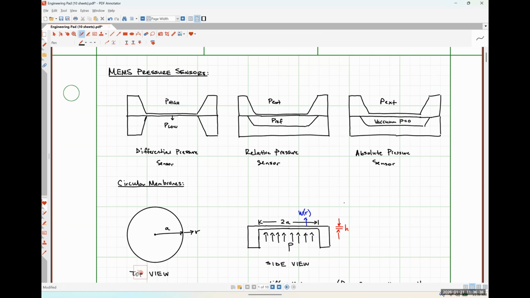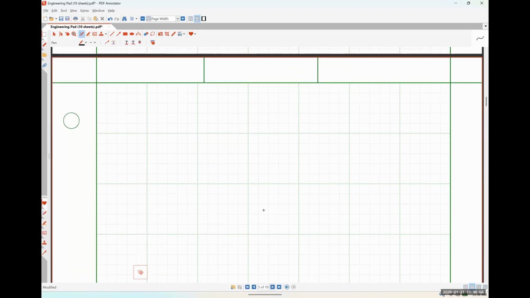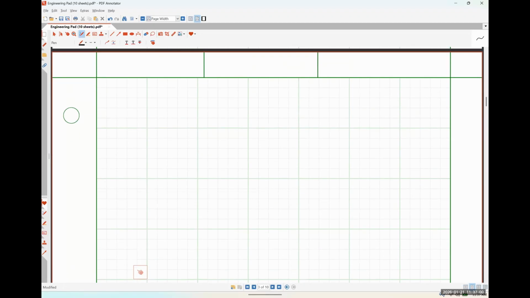But if these two pressures are equal, it's a parallel plate capacitor. If they're not equal, this membrane deflects. And so we see that D over here near the anchor point is going to be much greater than D at the point of maximum deflection. All right, so let's talk about piezo-resistive pressure sensors first.